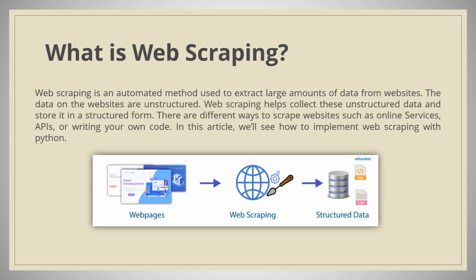What is web scraping? Web scraping is an automated method used to extract large amounts of data from websites. The data on the websites is unstructured. Web scraping helps collect this unstructured data and store it in structured form. There are different ways to scrape a website, such as online services, APIs, or writing your own code. In this article, you will see how to implement web scraping with Python.